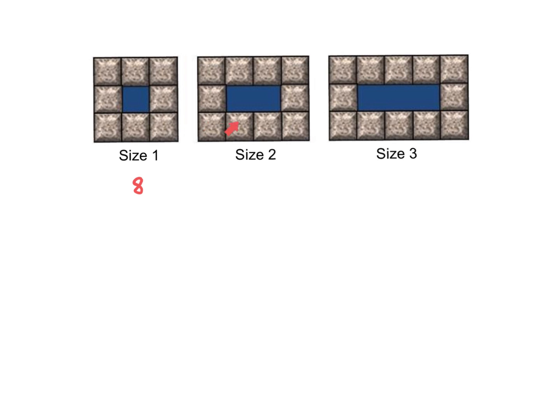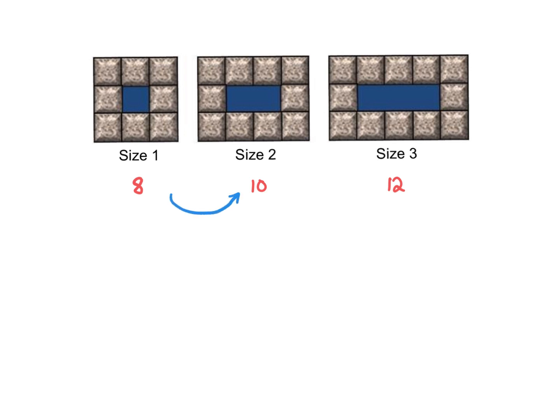Let's look at the next one. 1, 2, 3, 4, 5, 6, 7, 8, 9, 10. Ooh, is it really just 2 more? Okay, it looks so big. 1, 2, 3, 4, 5, 6, 7, 8, 9, 10, 11, 12. Ooh, so this one increases with 2 every time.